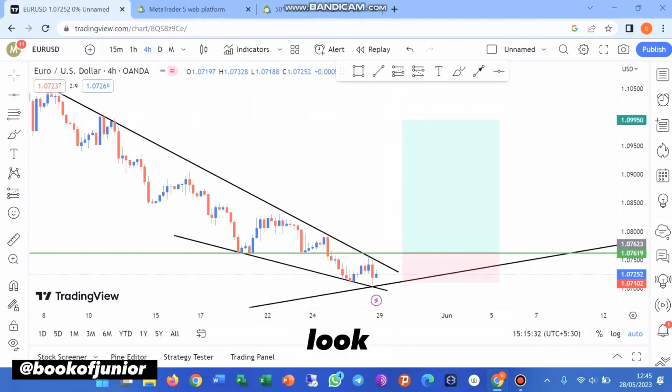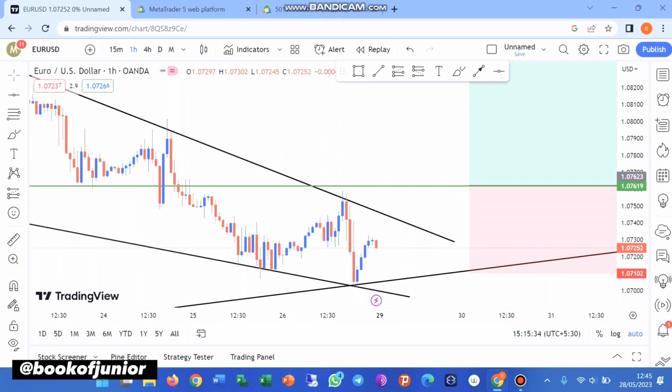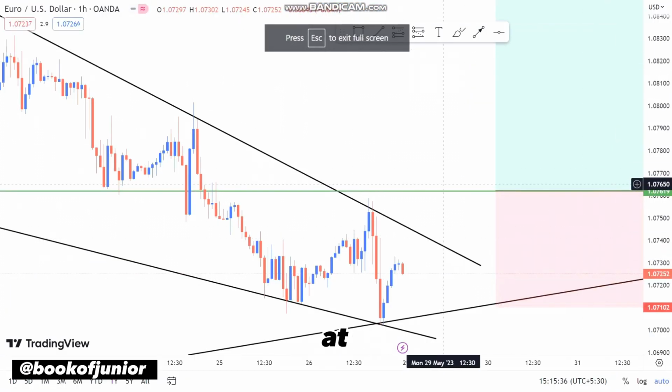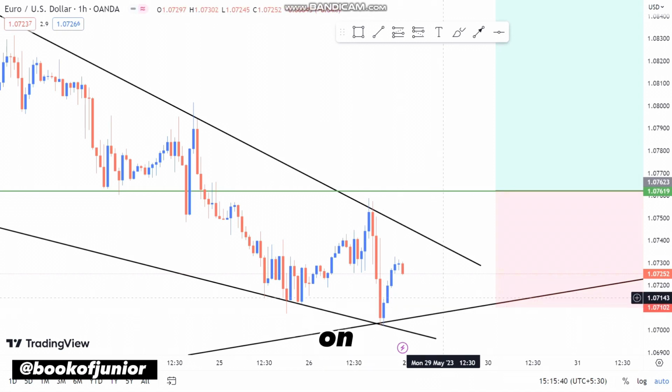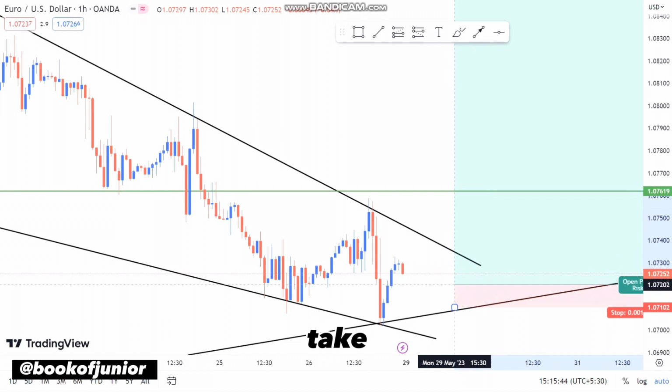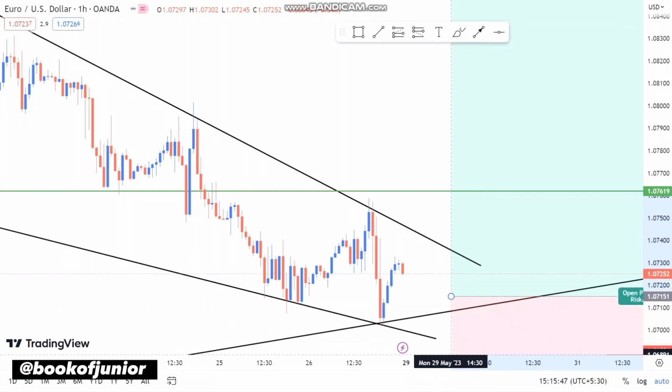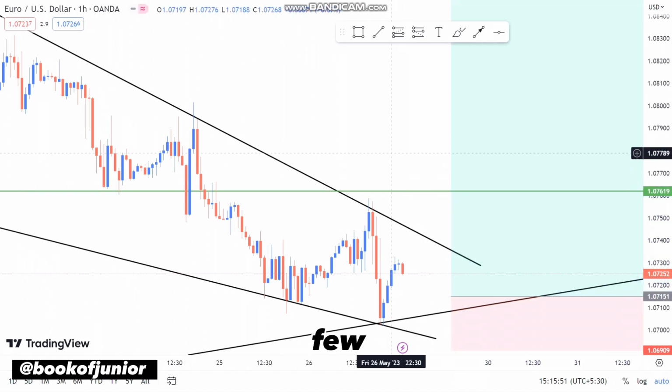Because even when you look at your 1 hour time frame, traders, you can see price is currently at a good state right now. So I just want another push in here, and then we start seeing a push to the upper side. We can take our trade from there. We can even take our trade from down here, and we'll be risking only just a few pips, traders.